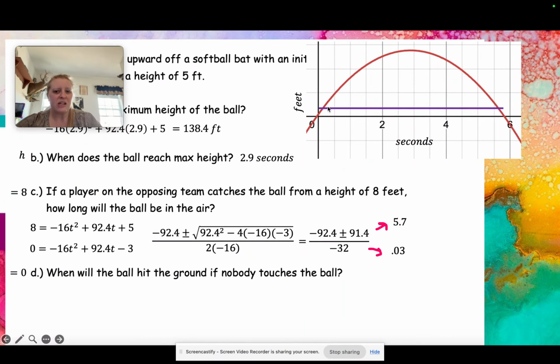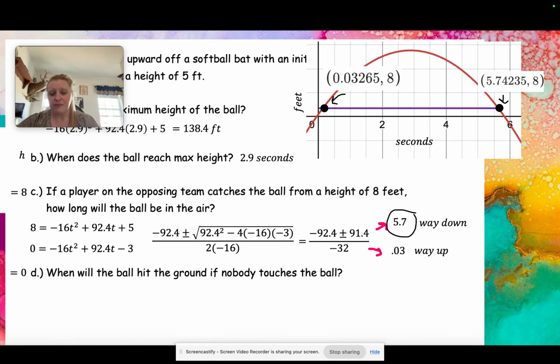Now you have to use your own reasoning here. If someone's going to catch it, are they going to catch that ball on the way up, or are they going to catch it on the way down? I've never seen anyone in my entire softball career catch a ball on the way up. So ball's hit, player's going to catch it on the way down. So we're going to go with this answer right here. We're going to catch the ball on the way down. So that would be the 5.7 seconds.